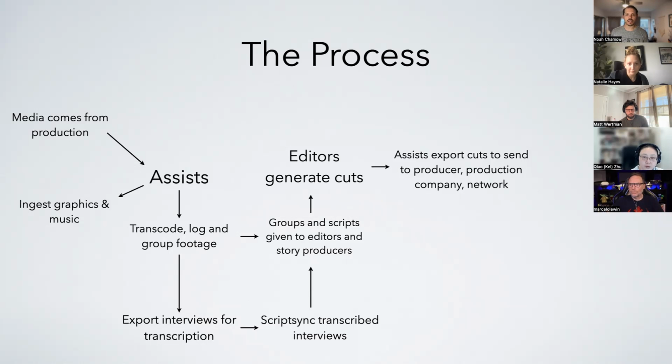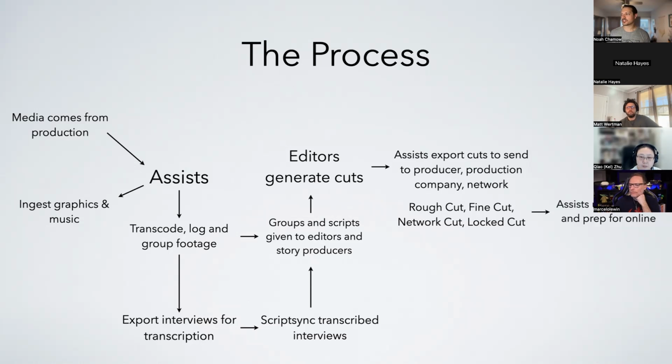Generally, the order of those cuts, at least for reality TV, is rough cut, fine cut, network cut, lock cut. So a rough cut is what's in scripted called the editor's cut, and it's basically a first pass at the cut of the show. A fine cut is usually once the producers come in and take a look and give their notes. Then the network cut goes out to the network, they give their notes, and then the show finally locks. And then lastly, once the show locks, the assists will upres the footage and prep it for online.